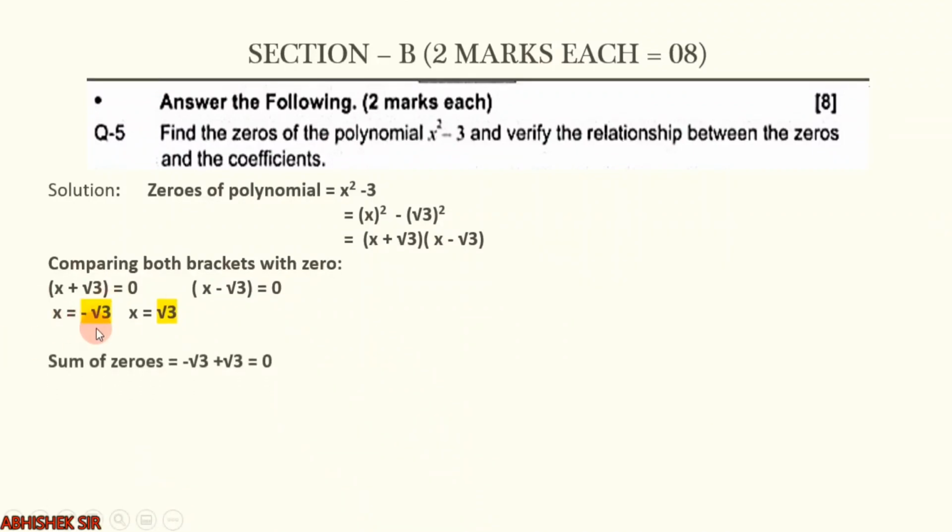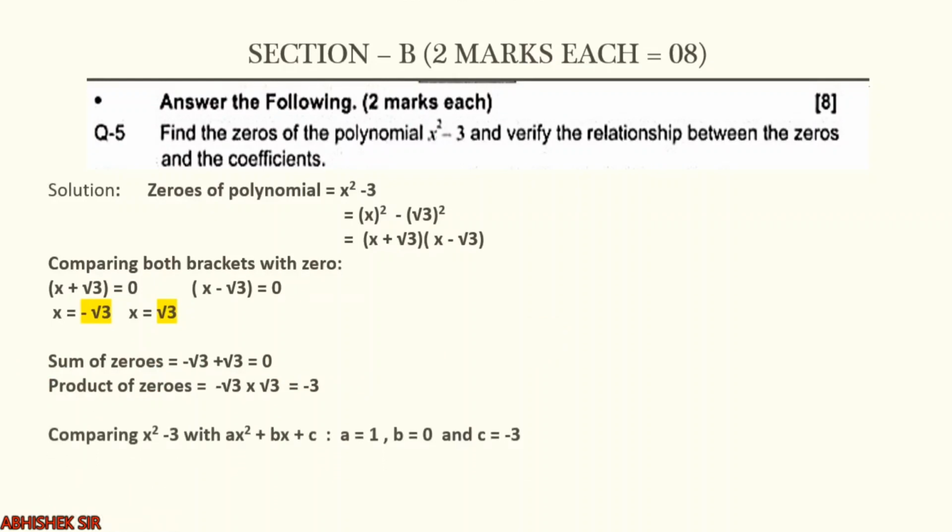If you see, just by using these two values, minus root 3 plus root 3 will be 0. What will be the product of zeros? Minus root 3 into root 3. Root 3 times root 3 will give you 3, and here a negative sign is there, so put minus 3. So here directly we got sum of zeros 0, product of zeros minus 3. Now let us utilize the formula and find out.